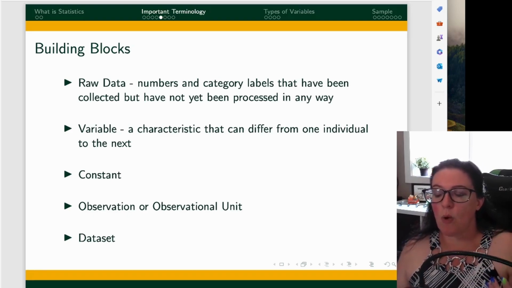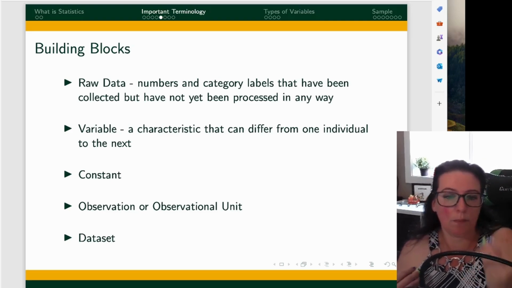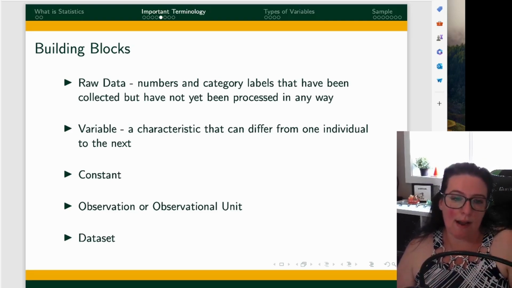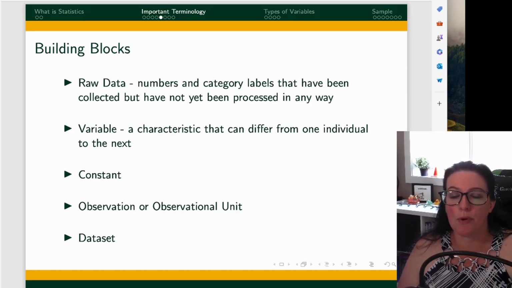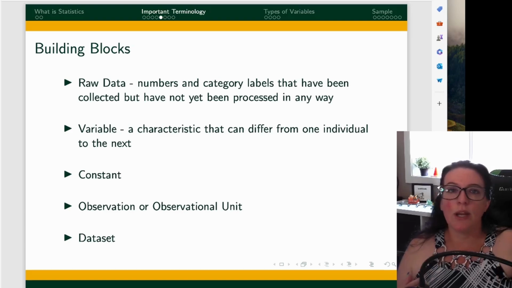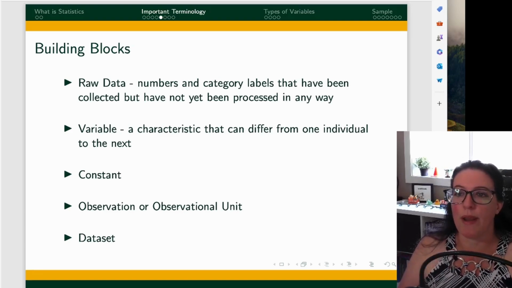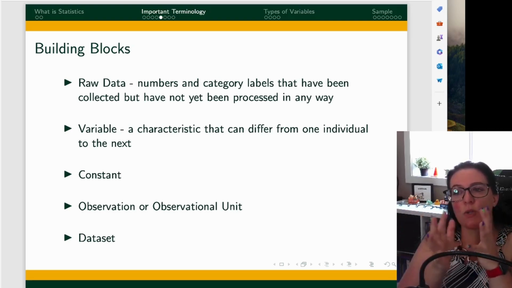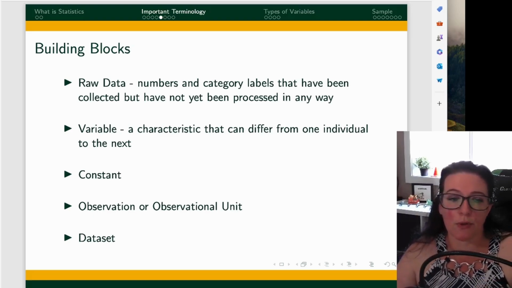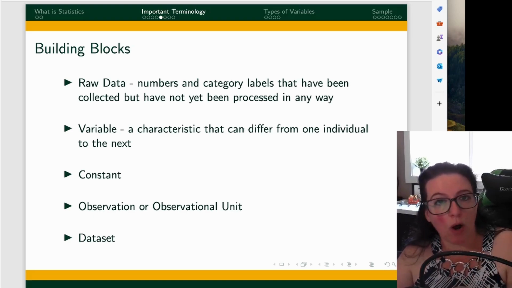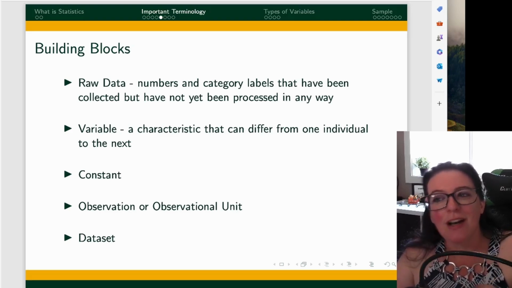So if we had a question about eye color, the variable is eye color. The raw data would be blue eyes, brown eyes, green eyes. And so we would have different possible responses for a particular variable. If we're looking at the variable of GPA, raw data might be 3.5, might be 4.0. So raw data is grouped together into a variable. Our variables can be quantitative or qualitative. So quantitative, we talked about in previous videos, is a number.